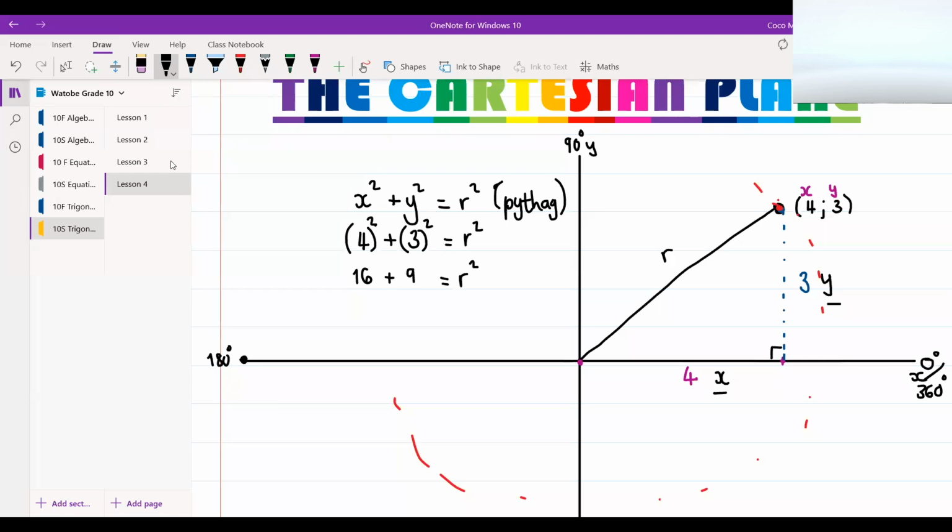Can you give me an answer for r? 16 plus 9 is equal to 25. Good. 25 is equal to r squared. And if I want r, I'm going to square root, yes? Square root of 25 is equal to 5. Good. So r is equal to 5. Excellent. So that means that our r over here is 5. Beautiful. Well done, Komoto.